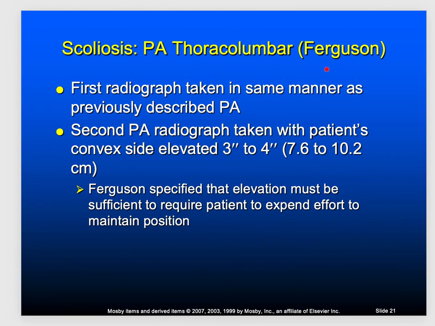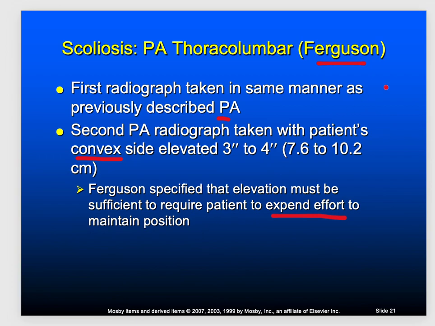So the Ferguson method, the first radiograph is taken in the same manner as the previous described PA. And then the second PA radiograph taken with patient's convex side, okay, elevated 3 to 4 inches. So the Ferguson method is with elevation of the convex side. It's specified that the elevation must be sufficient to require the patient to expend effort to maintain the position.